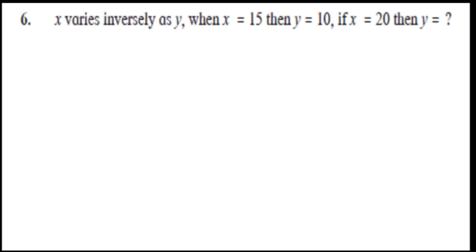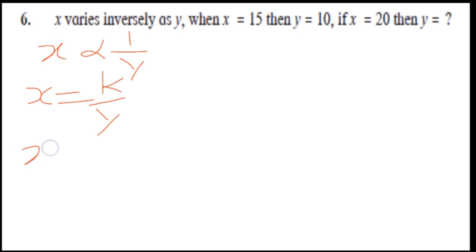Question number 6. X varies inversely as y. When x is equal to 15, then y is equal to 10. If x is equal to 20, then y is equal to, we have to calculate the value of y. X varies inversely as y, means x is inversely proportional to y. Therefore, x is equal to k upon y. X into y is equal to k.